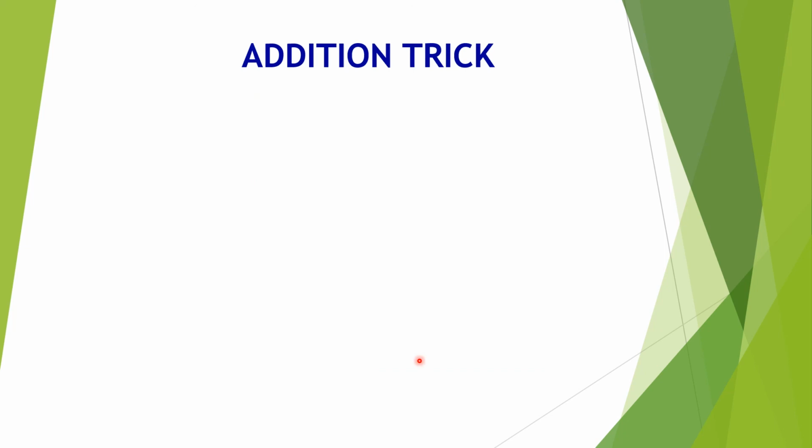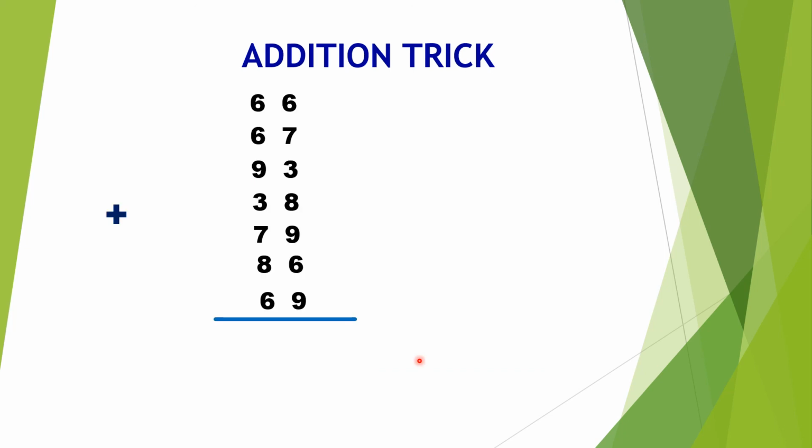Let's check with one more example, 2-digit addition. Let's add all these numbers. So as usual, we will start from the bottom, from the tens place onwards. 8 plus 6, 14. So we will drop the 10 as a bar and keep 4 in your mind. 4 plus 7, it is 11. So 10 as a bar and keep 1 in your mind. 1 plus 3 is 4. 4 plus 9 is 13. So 1 bar, keep 3 in your mind.